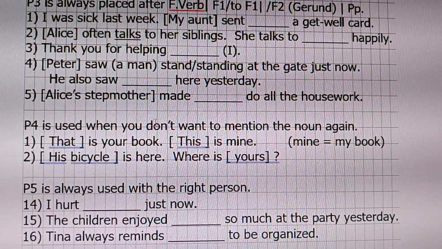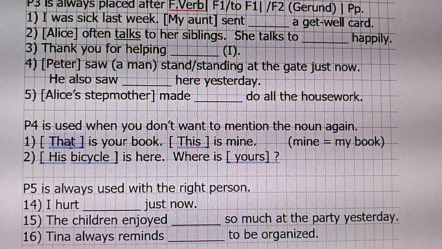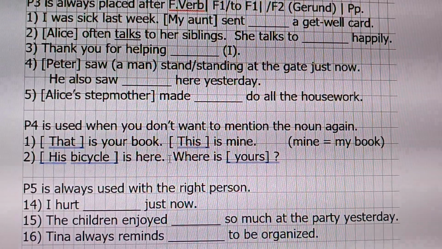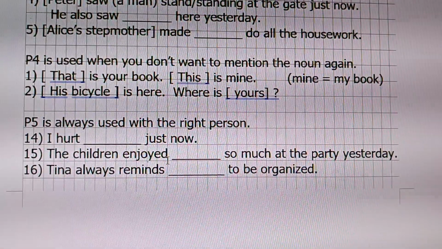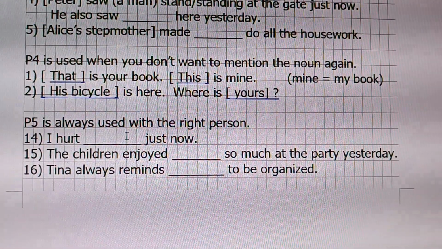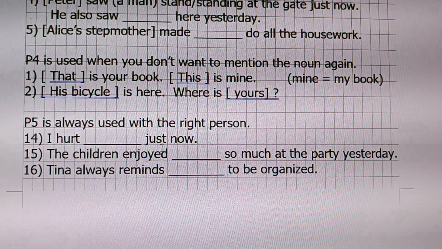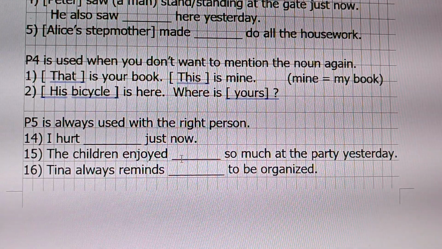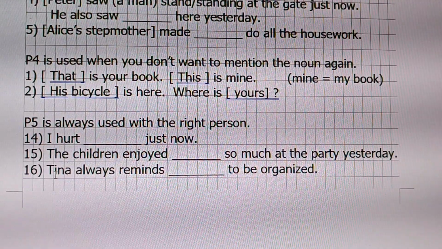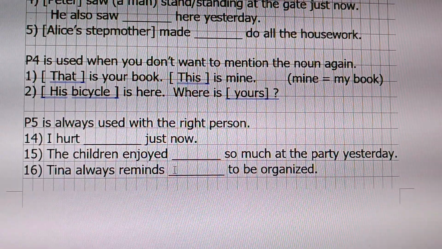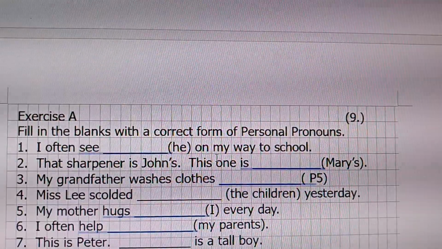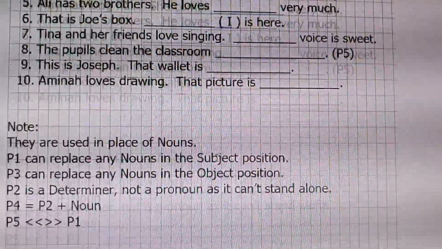P4 is used when you don't want to mention the noun again. That is your book. This is mine. His bicycle is here. Where is yours? Right? P5 is always used with the right person. I hurt myself just now. The children, they, of course, themselves. P5. Themselves. Tina always reminds, of course, herself to be organized. Okay. So now let's try these exercises yourself.